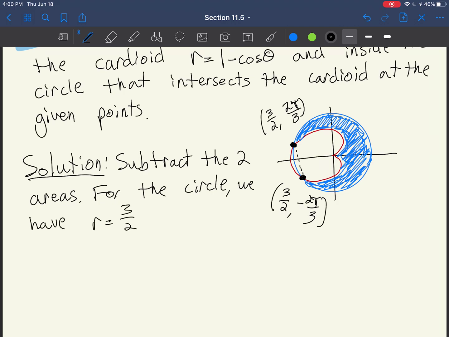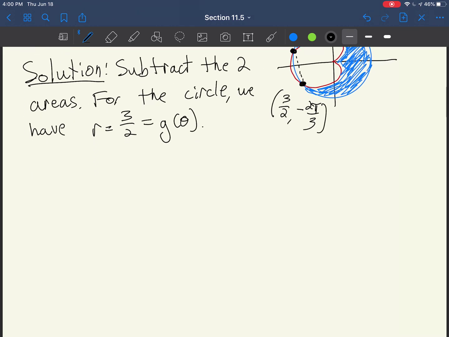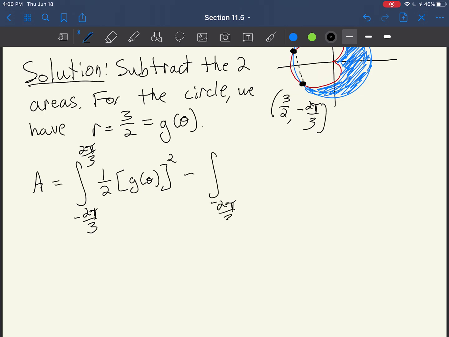So for the circle, we have r equals 3/2 centered at the origin, means that that is the formula for the circle. And so this would be g of theta. So the area would be the integral from negative 2 pi over 3 to 2 pi over 3. We do not have to break this up. Of the area of the circle, the outer region, g of theta, quantity squared, minus the area of the inner region, the cardioid.